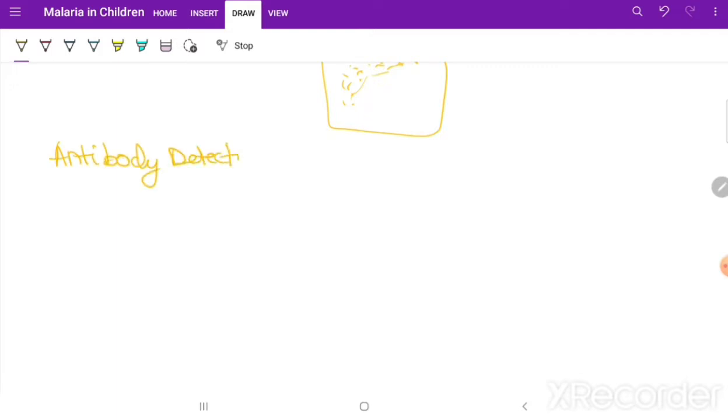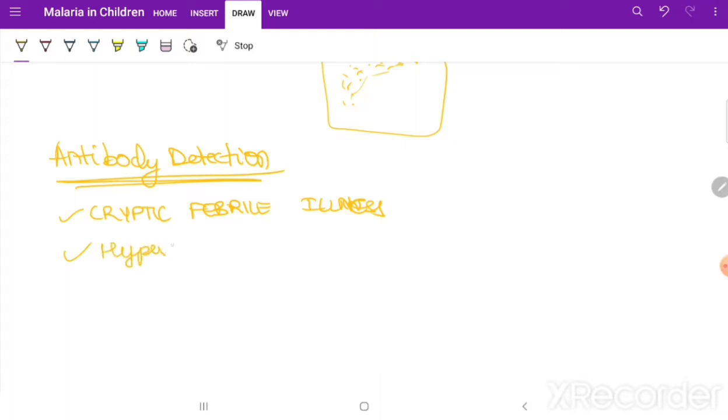What is happening in antibody detection? Antibody detection is only useful to diagnose non-immune individuals with cryptic febrile illness. If a non-immune individual has a cryptic febrile illness, it's very useful to use antibody levels, and it even has a role in hyperreactive malarial syndrome or tropical splenomegaly syndrome. Okay.